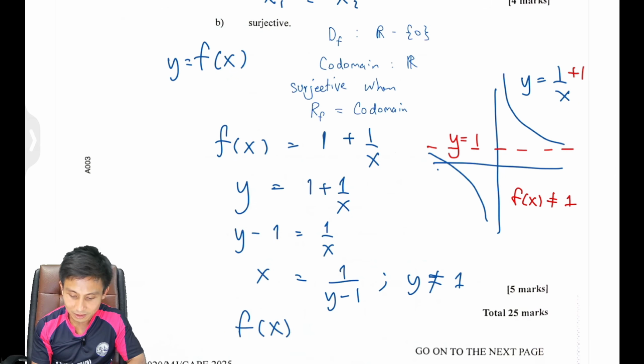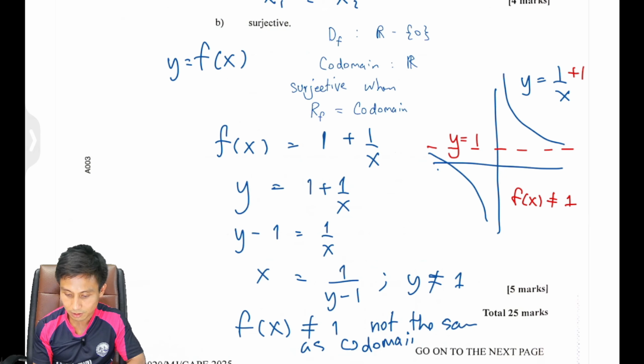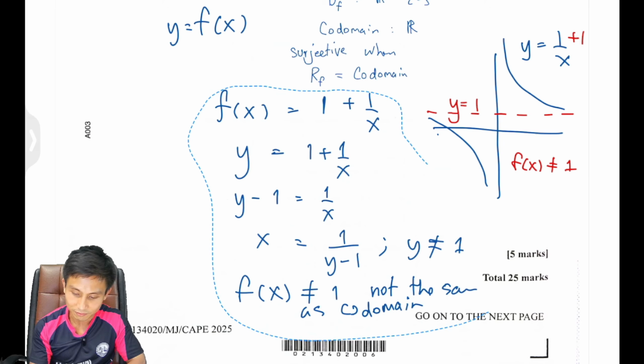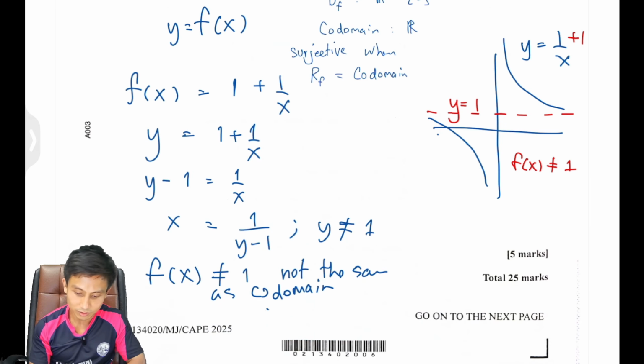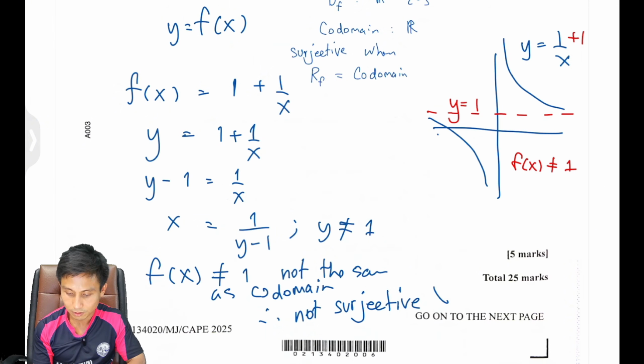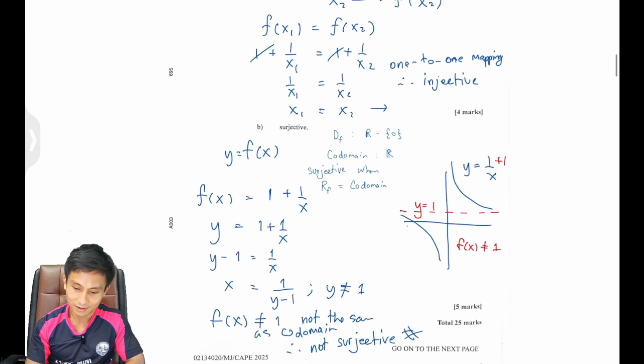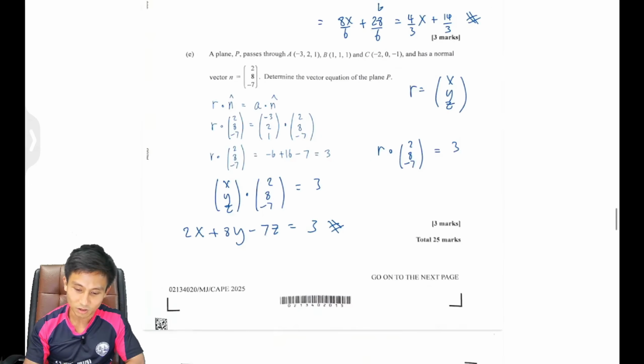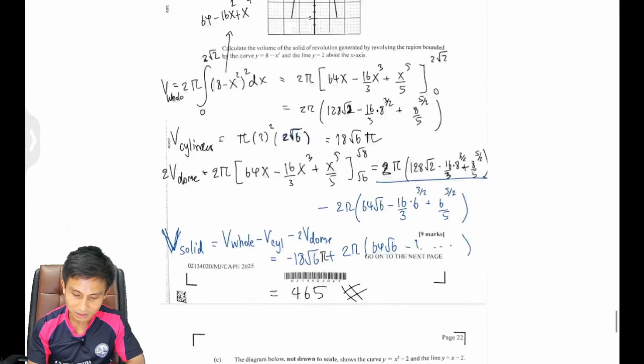So f(x) is not equal to 1, not the same as the codomain, right? So therefore we conclude that this is not surjective, right? Okay, so not surjective. And that would be how you do these two questions, okay? Right, and the other one, I think I overcomplicated it, is the integration.